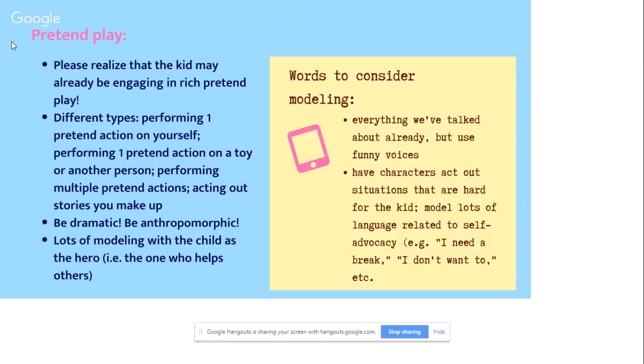And then as the child develops their pretend skills, this is where you can have the characters you're playing with, the dolls or the teddy bear or whatever it is, act out situations that are hard for the kid. So I really recommend modeling lots of language that's related to self-advocacy. So I need a break, I don't want to, things like that, how to handle it if someone's bothering you or if you're hurt. And those are all kind of negative things, but there's all kinds of stuff that you can work on through play.